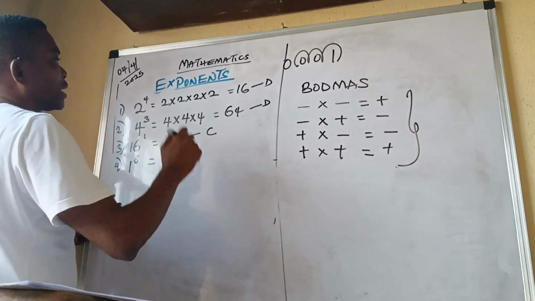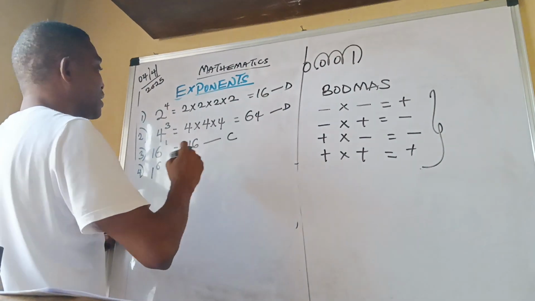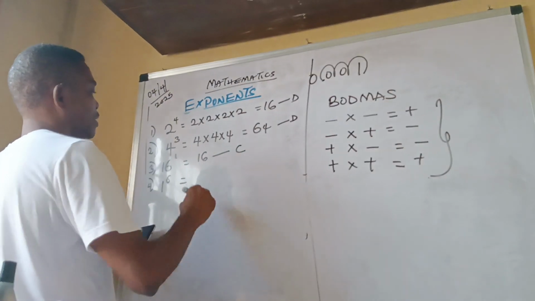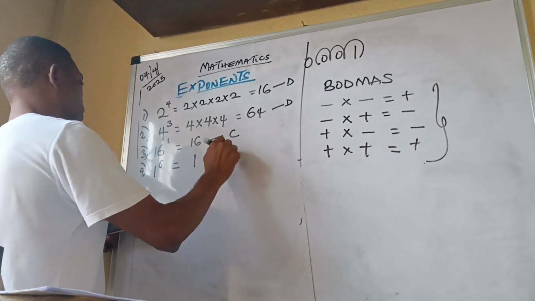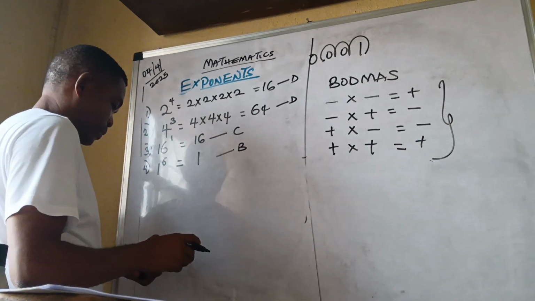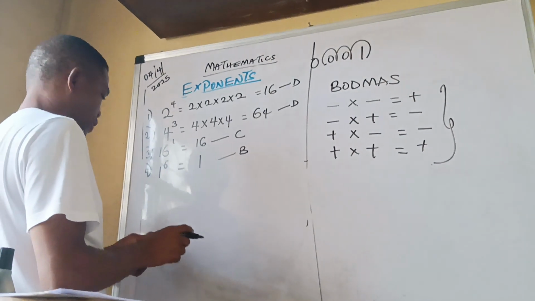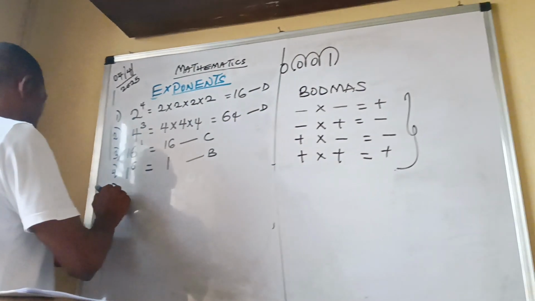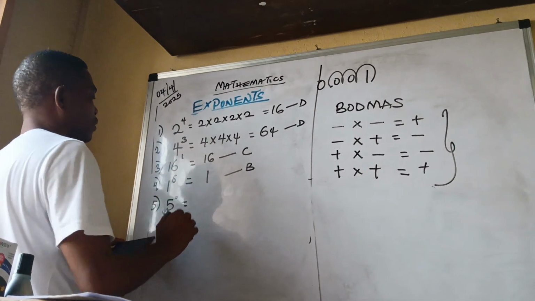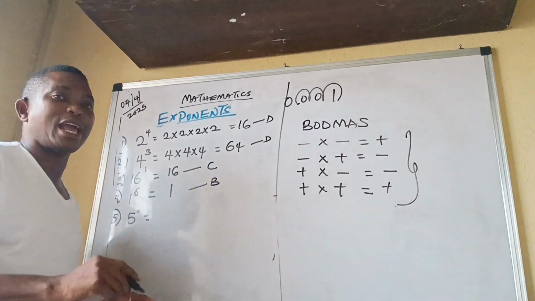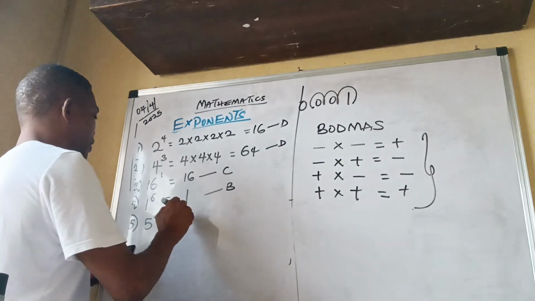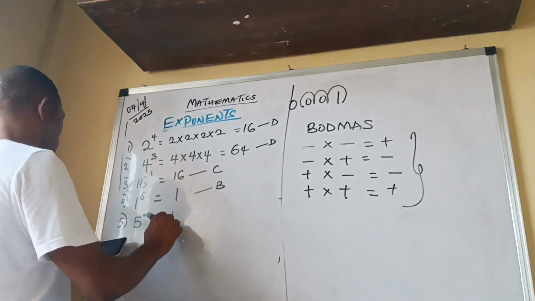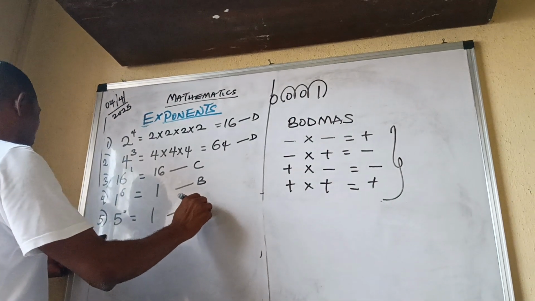It means 1 times 1 times 1 times in 6 places. 1 being raised to the power of 6 will end up giving us 1. And that's option B. Question 5 is saying 5 raised to power 0. From our principle, any number whatsoever being raised to the power of 0 is 1. So the correct option is option C.